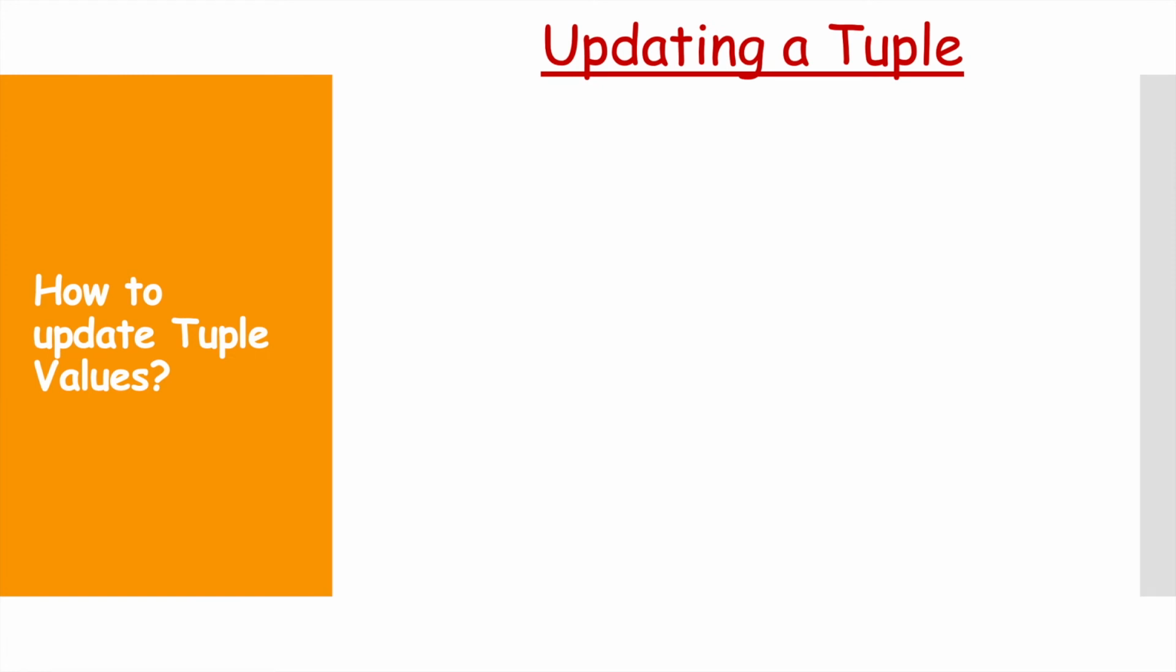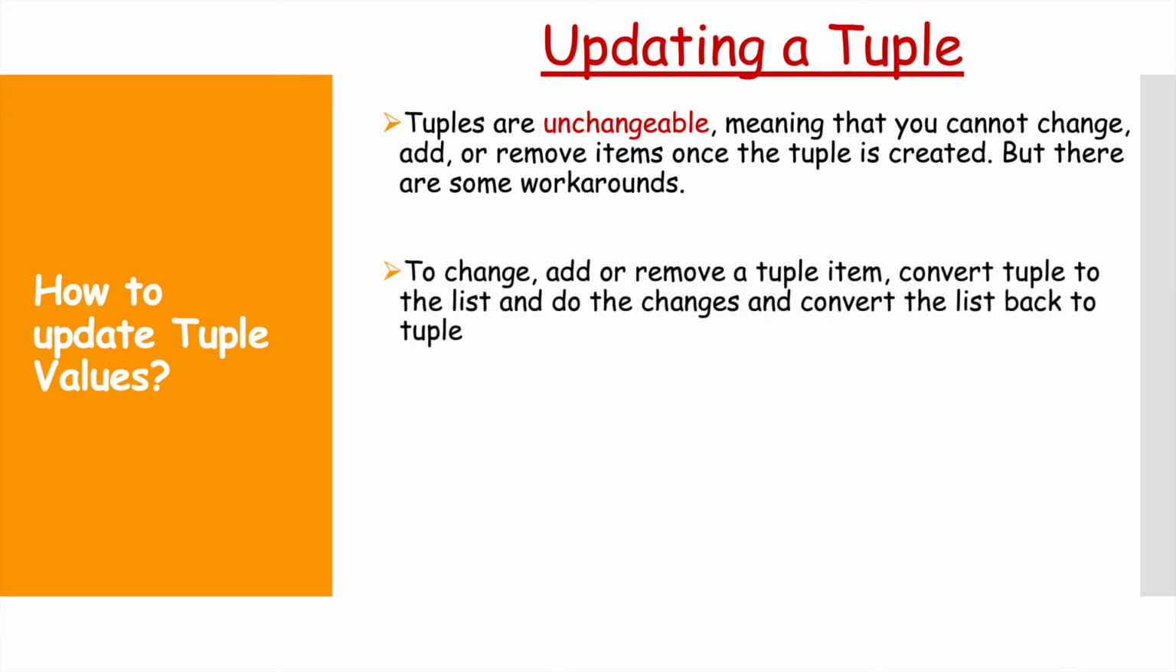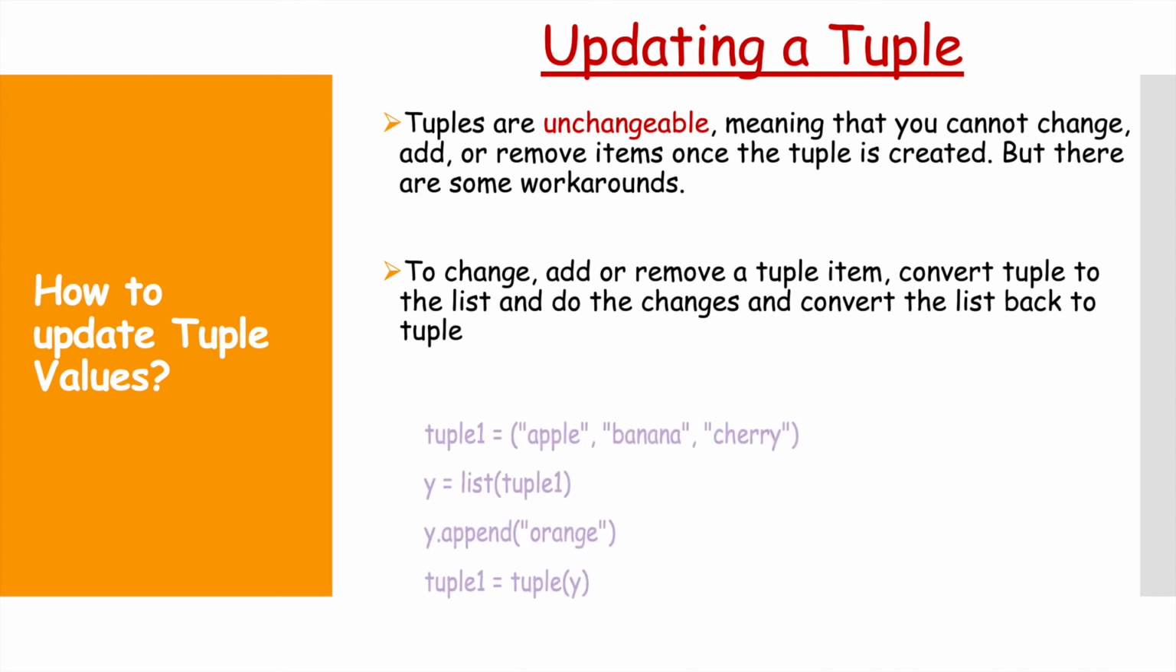Now let's see how to update the tuple values. Tuples, as I've told you earlier, are unchangeable, immutable, meaning that you cannot change, add or remove the items once the tuple is created. But there are certain workarounds. To change, add or remove a tuple item, you have to convert the tuple to a list, make whatever changes you want and then convert the list back to a tuple.